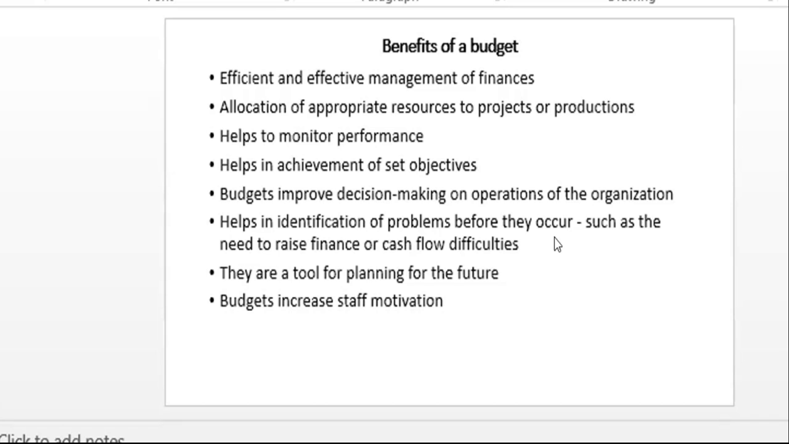Then it helps to monitor performance. You are able to monitor performance if you have budgets, because budgets will normally indicate who is in charge or who is supposed to execute part of these budgets, like a production manager. So we're able to measure the performance of the production manager by using the budgets, right? Look at whatever he has done within a given budget period, and then compare with the budgeted, and then you can always tell the performance of the manager based on the budgets.